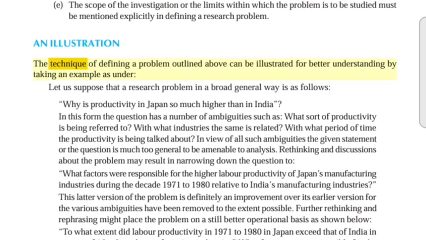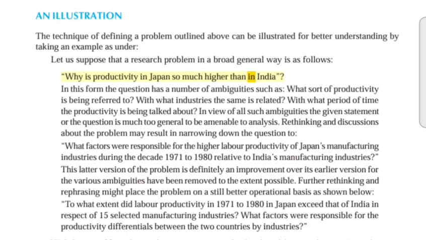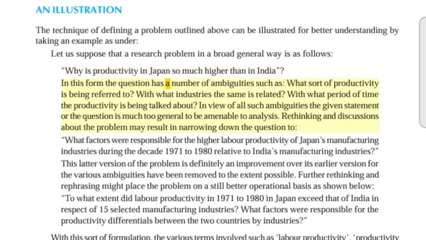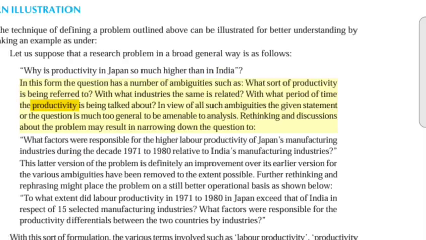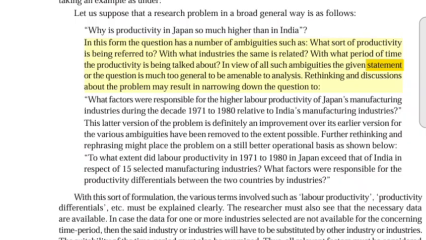An illustration. The technique of defining a problem outlined above can be illustrated for better understanding by taking an example as under. Let us suppose that a research problem in a broad general way is as follows: Why is productivity in Japan so much higher than in India? In this form the question has a number of ambiguities such as, what sort of productivity is being referred to? With what industries is the same related? With what period of time is the productivity being talked about?